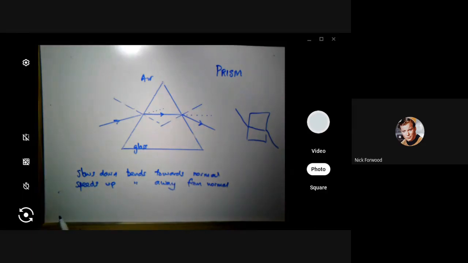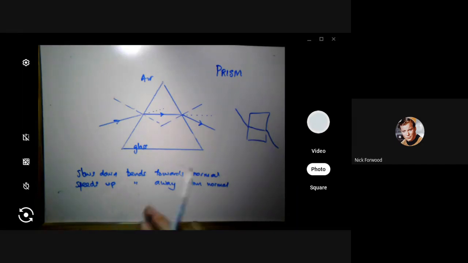Okay, now what would happen if you replaced this with a diamond? Well, for a start off, I wouldn't be teaching you, because a diamond of that shape would be extremely expensive, and I would have sold it. I would have made millions, and I'd be living on some nice sunny Caribbean island.